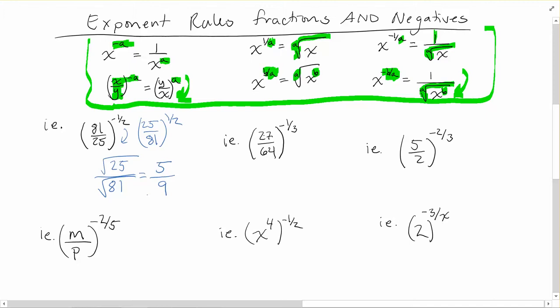That's our final answer. So again, because it was a negative power, I was able to flip the original fraction, and then from there it became a positive power. And knowing that a half is the same as the square root, I was able to simplify it from there.